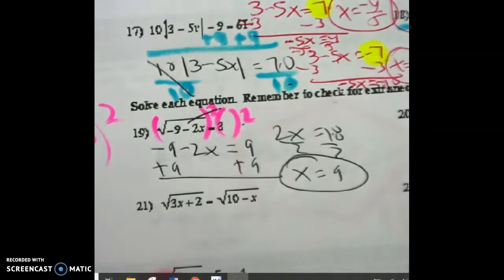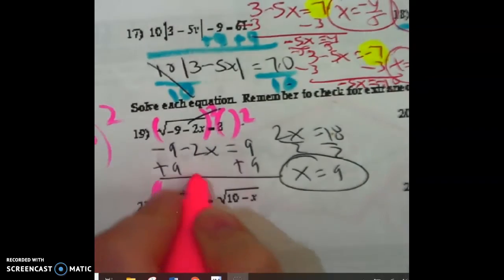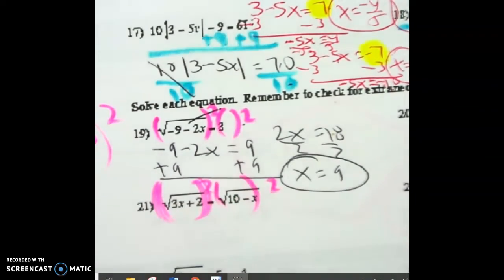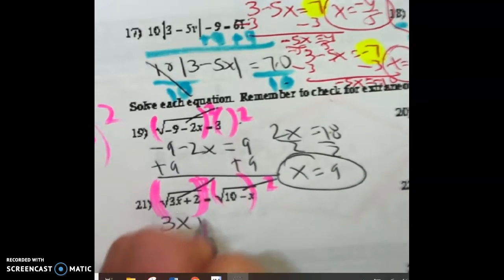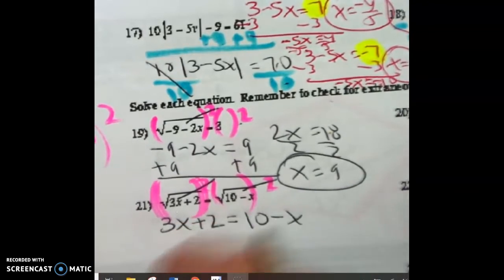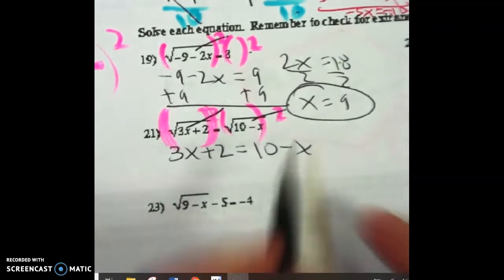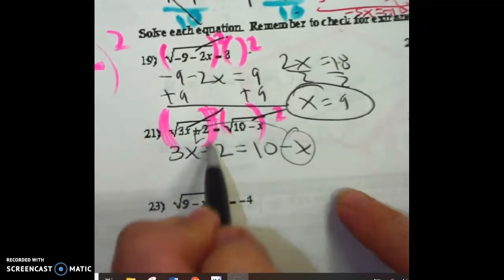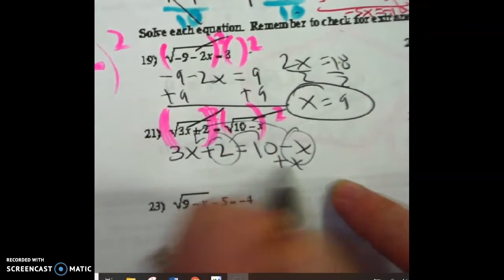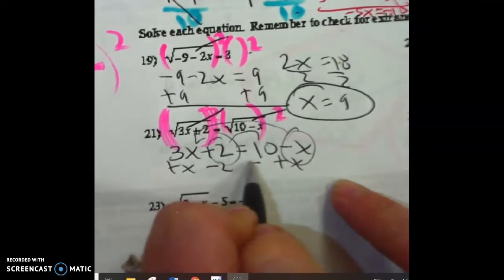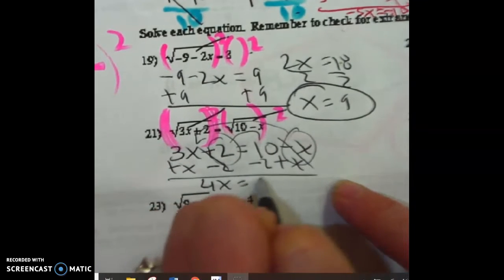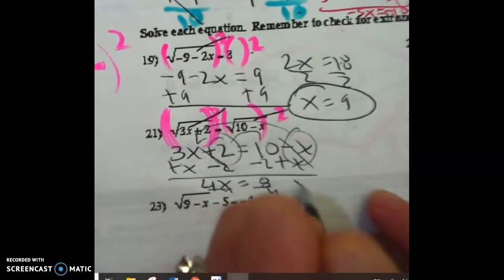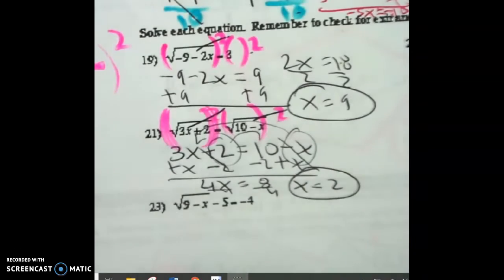How do I get rid of a square root? I square it. What happens? That goes away and that one goes away. So 3x plus 2 equals 10 minus x. Now I solve it. I'm going to move this over here, and I'm going to move this over here. Plus x, minus 2, minus 2, all in one shot. 4x equals 8. Divide by 4. X equals 2. All right, let's go to the next one.